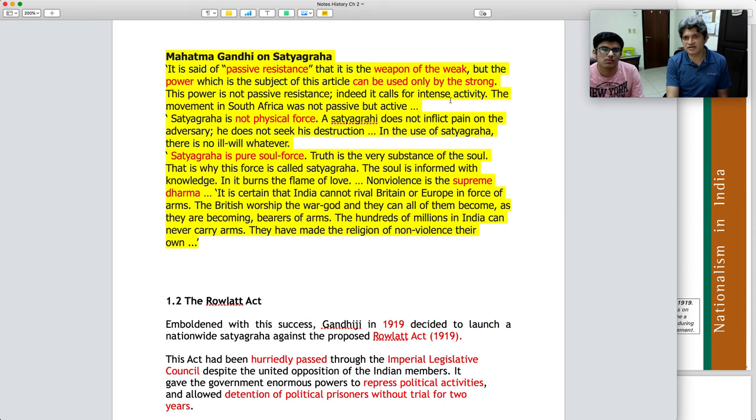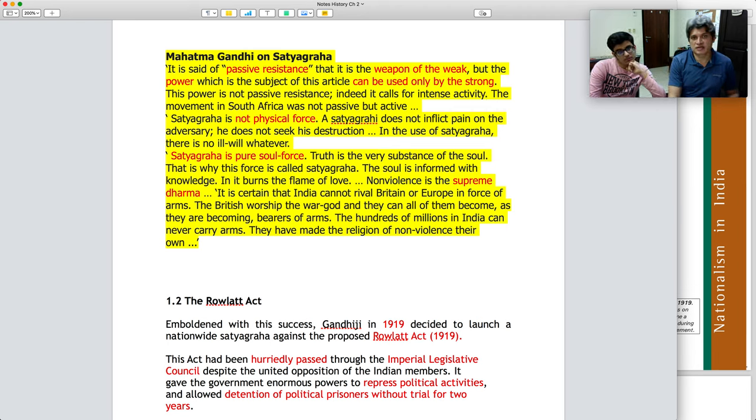Indeed, it calls for intense activity. This power is not passive resistance. Basically, I think what they mean is that it calls for intense activity. The power of passive resistance can only be used by the strong, because passive resistance going against arms is not something for the weak-hearted, right? So I think that's what he's saying.